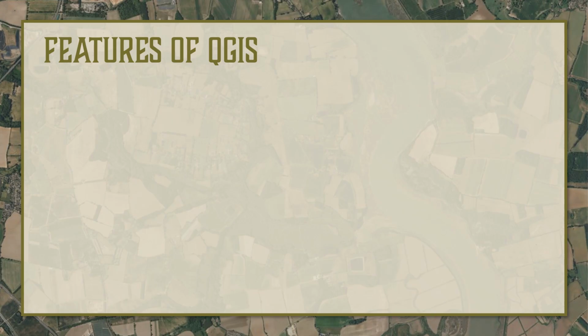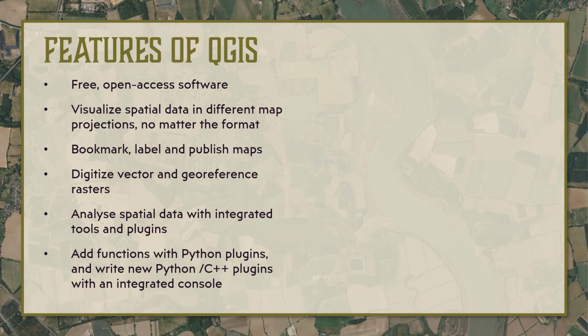So there are some key features to QGIS. This is only the very basics that you can build on. So it's a free and open access software, importantly. So it doesn't require a university license to download it. Essentially what it does is visualize spatial data in different map projections, no matter the format. The other common alternative is ArcGIS, but I prefer QGIS purely because it's more user friendly, and you can add plugins in a more accessible way.